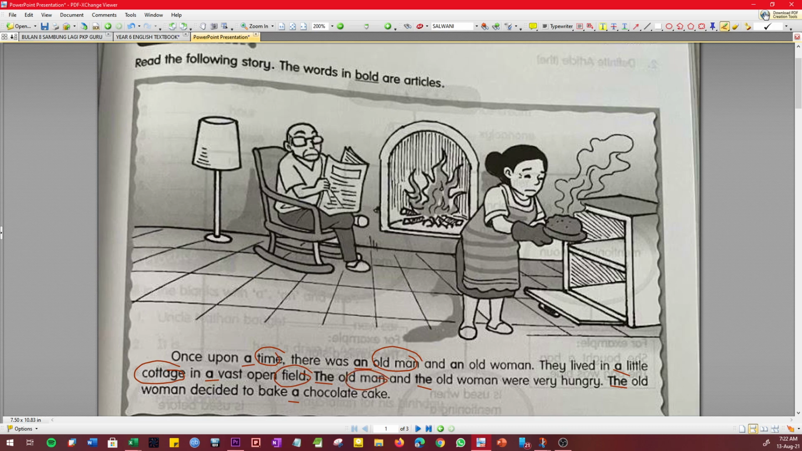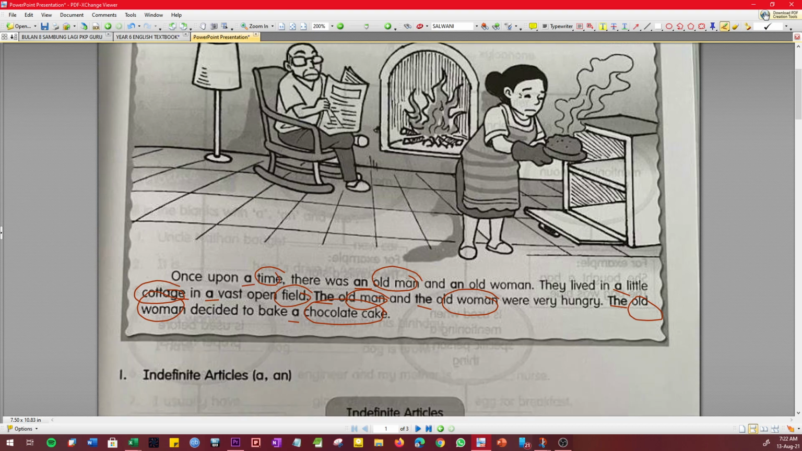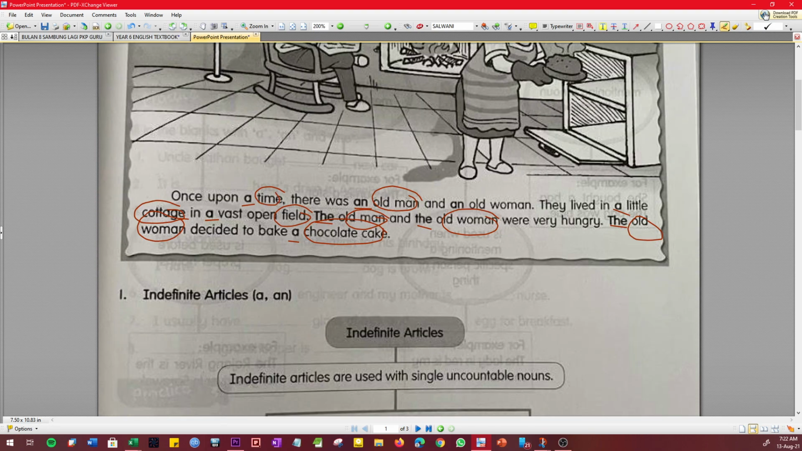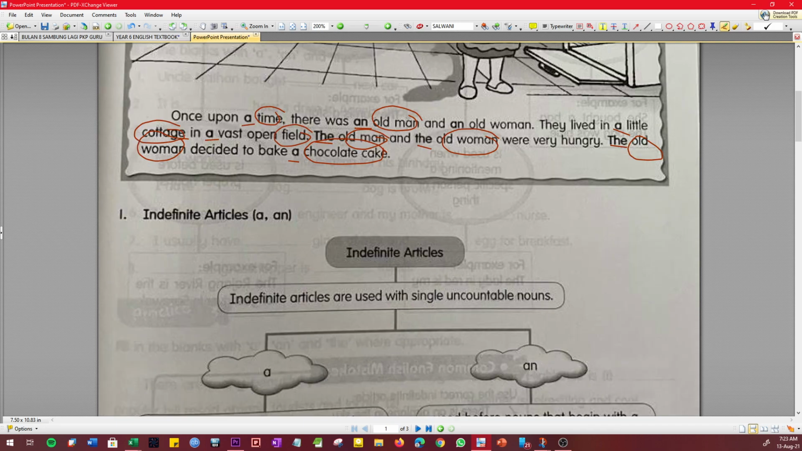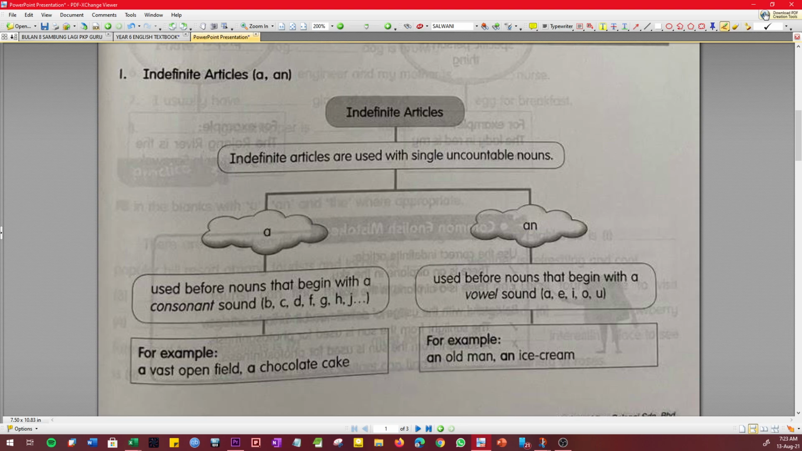The old man, the old woman, the old woman. Finally, a chocolate cake, right? So after article, there will be noun. Okay, after article, noun. Article, noun. But here, adjective. Vast ni maksudnya luas, luas. So adjective. Right now, next, indefinite articles.